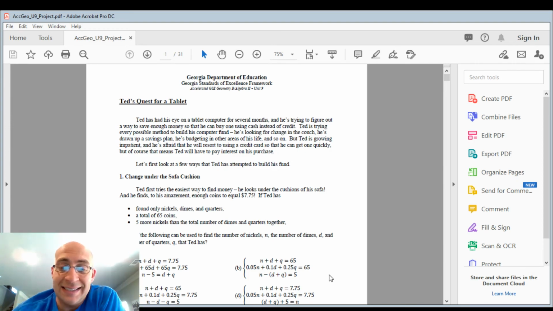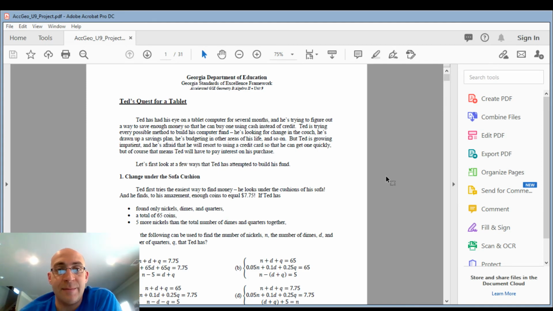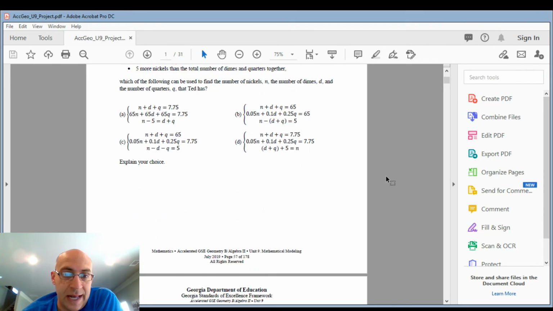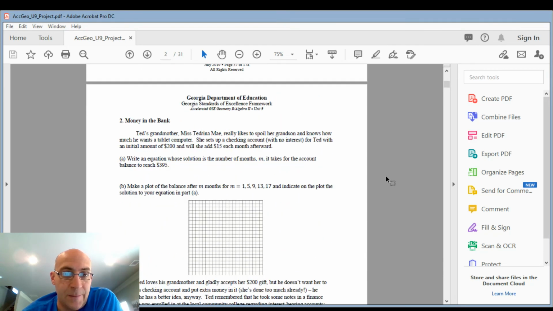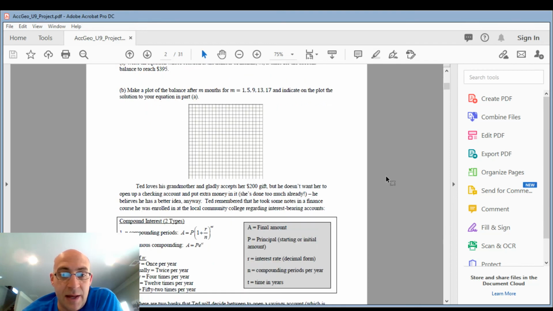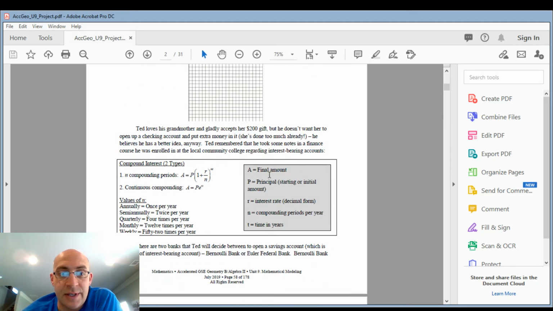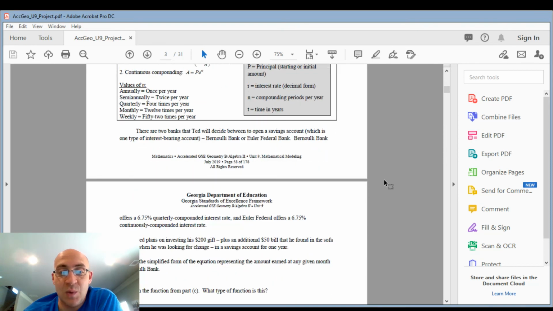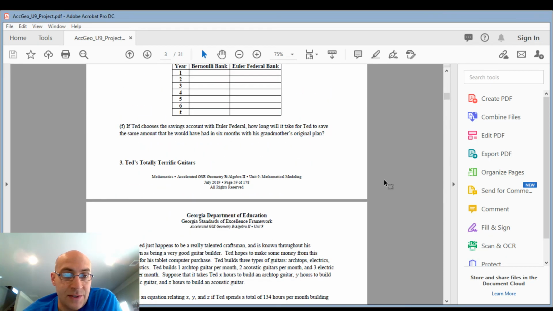So 4 tasks. Task 1 is Ted's quest for a tablet, okay? He's trying to buy this tablet, but before he buys it, he needs to make sure that he's got enough money and that his budget is good. There's a lot of compound interest, regular interest types of things in here. As I scroll down, you're going to see some things that we have to do. Money in the bank, you have to make a graph for that. Regular interest, compound interest. This is continuous compounding, which is the e formula or the natural log of e. Just plug it into the calculator. Use Desmos as well. Okay, so we're going to be talking about this the whole way down.